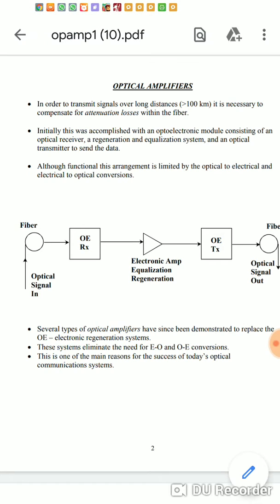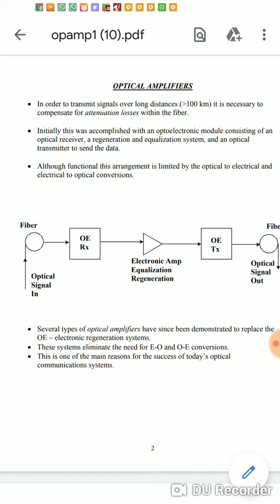Optical signal in is given to optical to electrical conversion, where it is converted into an electrical signal. Again that electrical signal is given to the transistor or any electrical amplification device. Then the amplified electrical signal is given to the electrical to optical conversion, and then we get the amplified optical signal at the output. Several types of amplifiers were previously used which had the conversion process from optical to electrical and again from electrical to optical. That is the previous method used.